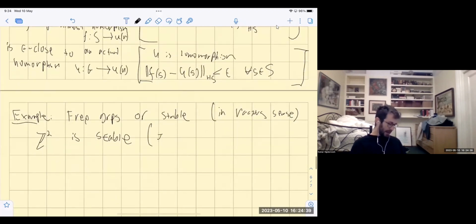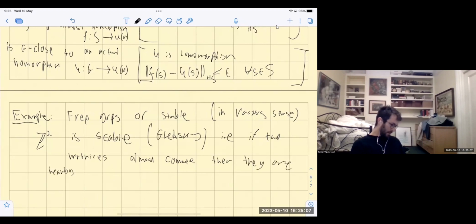This is a result by Gleason, which basically shows that if two matrices almost commute, then they are nearby matrices that truly do commute.